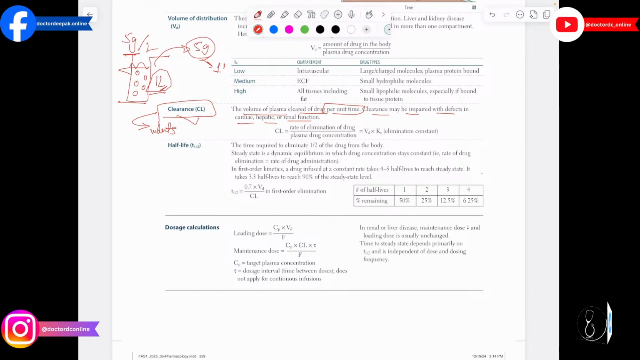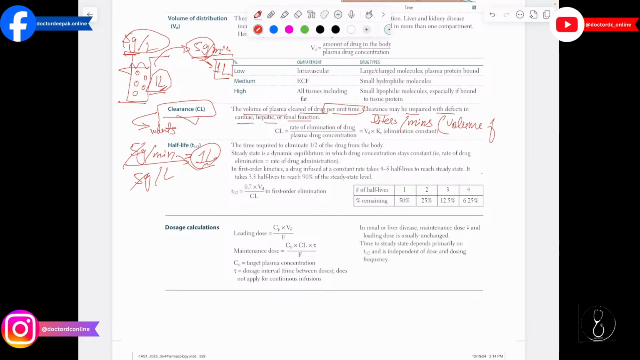So, 1 liter volume is cleared, or you can also find it by using the formula, the rate of elimination, like 5 gram per minute, that the kidney is eliminating, divided by the plasma drug concentration, which is 5 gram per liter. And the answer becomes 1 liter. So the clearance will be 1 liter. The second thing, clearance is expressed in liters per minute. It's a volume flow. And the formula is: clearance equals excretion rate divided by plasma drug concentration.